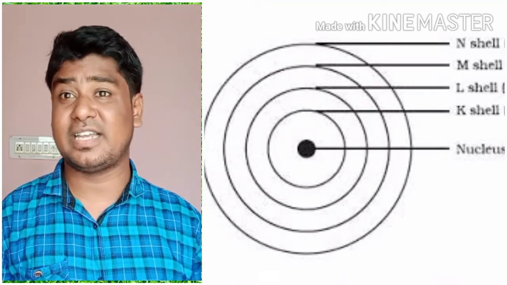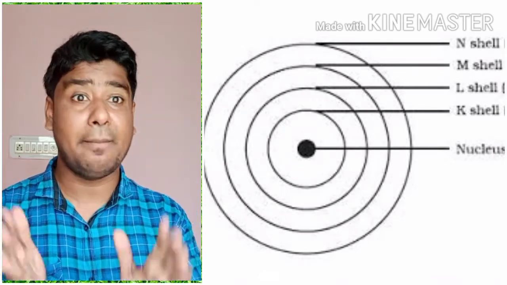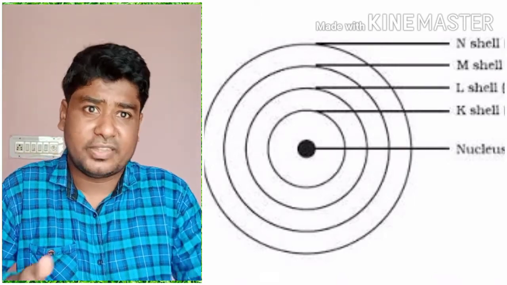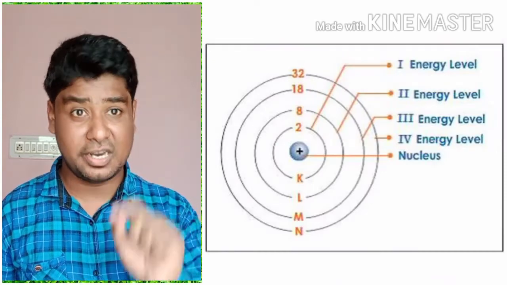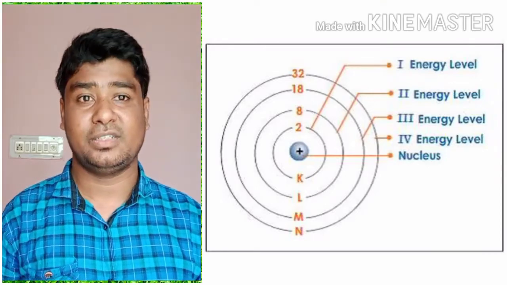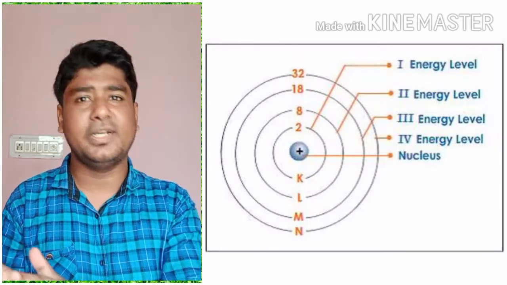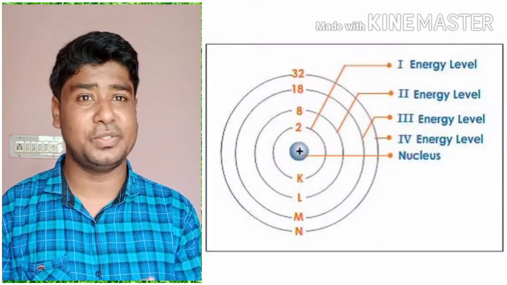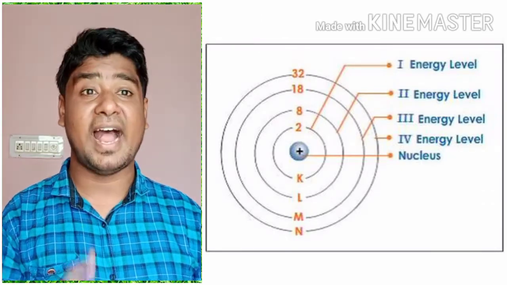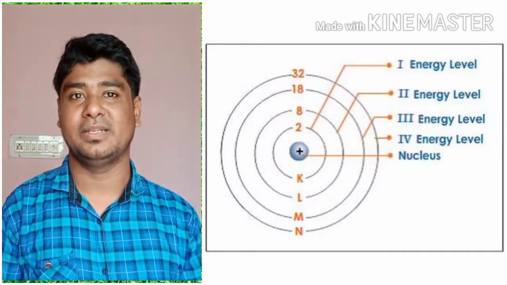Shells have different capacity. There are different shells, which are represented by the letters K, L, M, N. The capacity we can find out by a formula which you learned in 9th standard, that is 2n square, where n is the number of the shell. If it is the first shell, substitute n equal to 1, then it will be 2 into 1 square. 1 square is 1, into 2 is 2. So the first shell capacity is 2. That is why the first period has only 2 elements, hydrogen and helium.